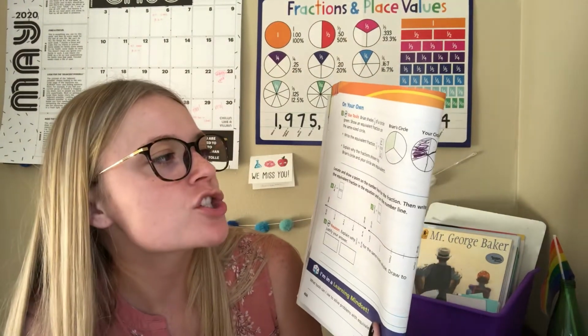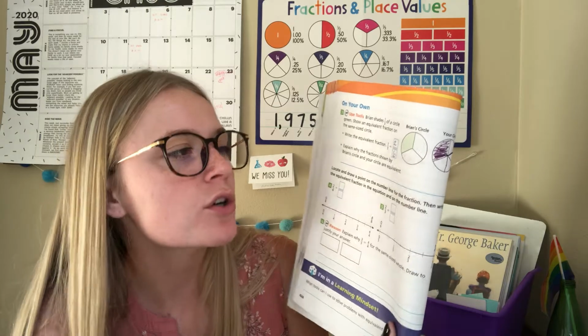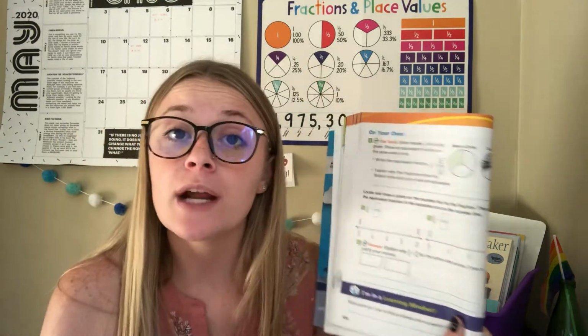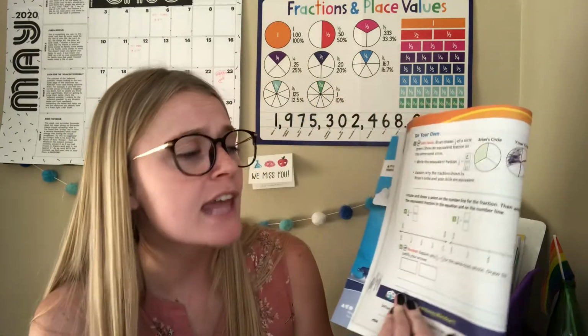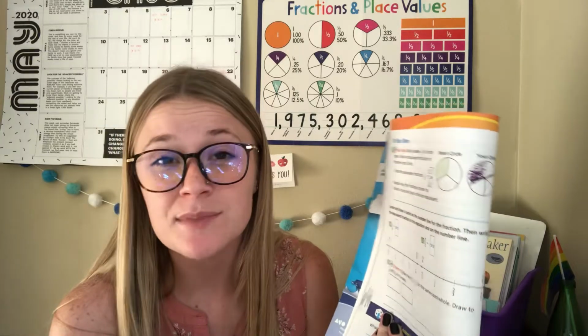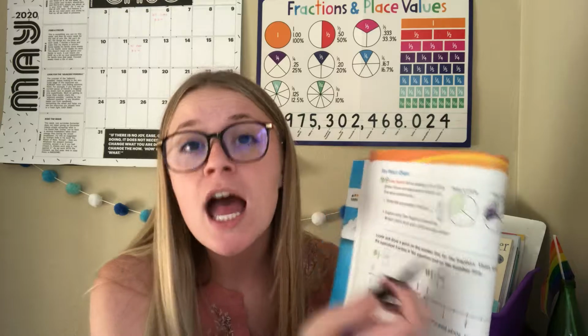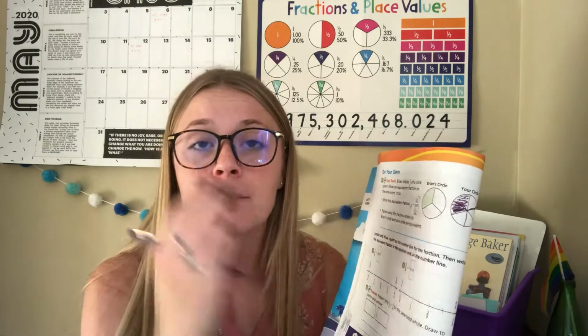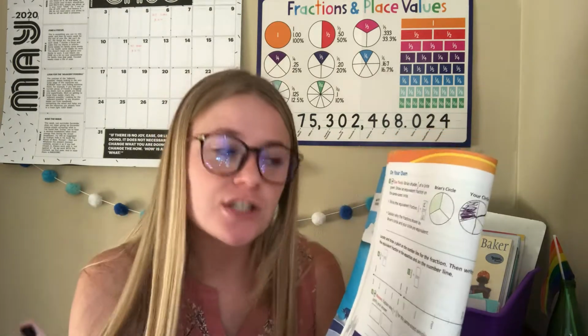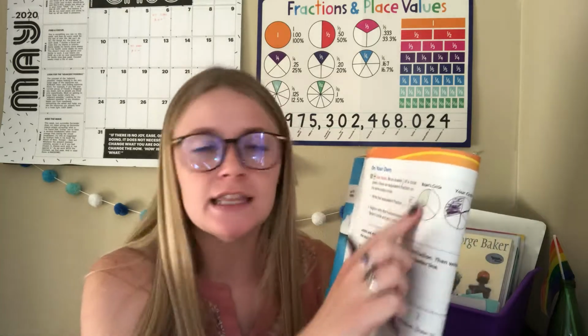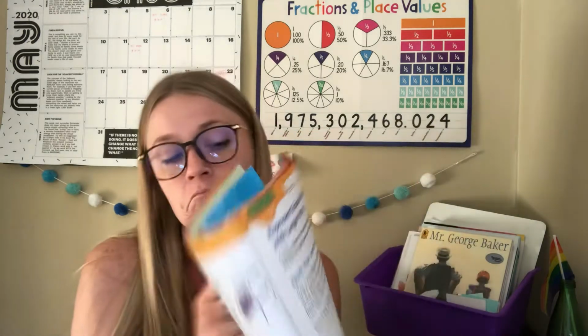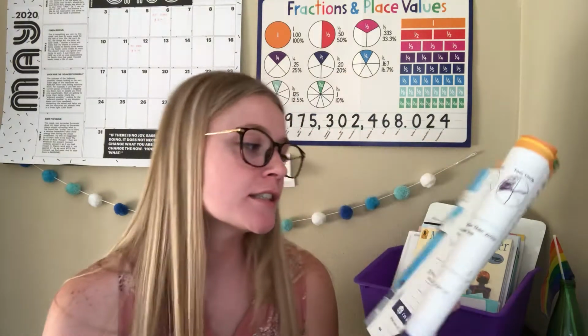Explain why the fractions shown by Brian's circle and your circle are equivalent. So you would write out what you thought. They are equivalent because they are the same size circle. I shaded the same amount. I just cut that amount in half and used different fractions to represent the same amount of space. So that's how you know they're equivalent.